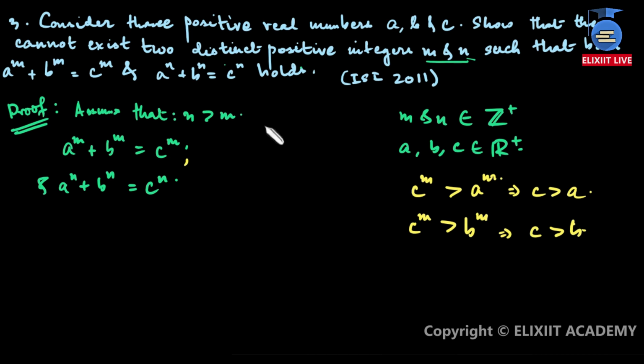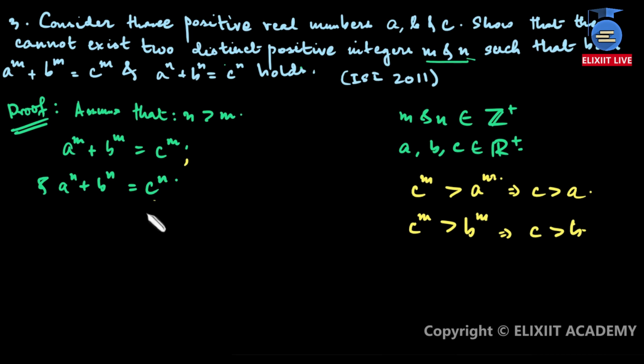So we are done with this information. Similarly, from this particular part also, c to the power n will be greater than a to the power n, and c to the power n will also be greater than b to the power n. That means you will get the same thing from there also: c is greater than a, c is greater than b. These are the things you will get from there.